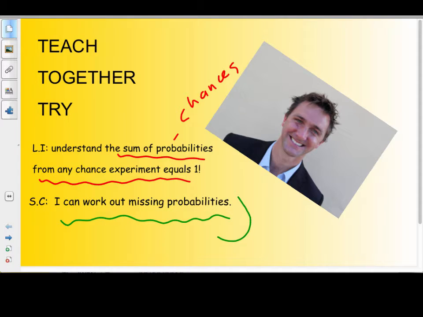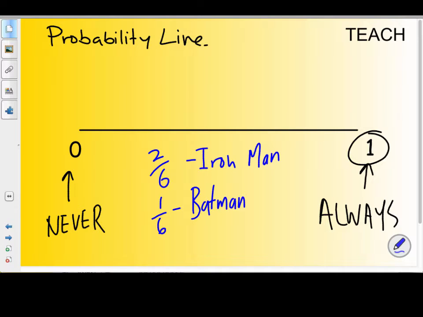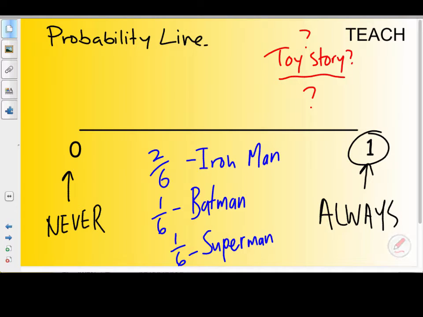Here's another one. Last one before you can do some by yourself. I like going to the movies. There's a 2/6 chance I'm going to watch Iron Man. There's a 1 in 6 chance I'm going to watch Batman. There's another 1 in 6 chance I'm going to watch Superman. The other movie I might see is Toy Story. What's the chance value I'm going to see Toy Story? What is the probability I'm going to see Toy Story?